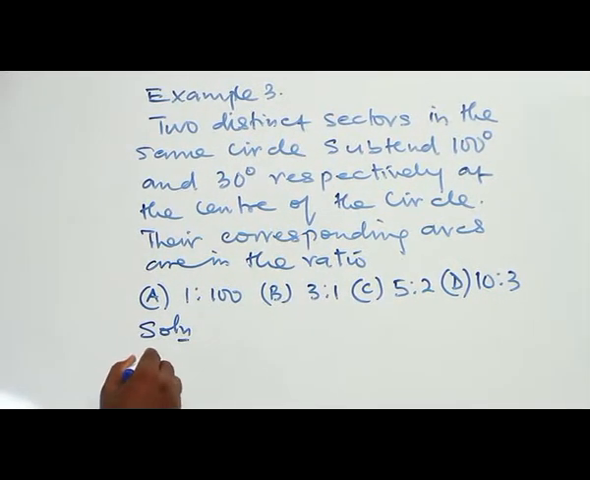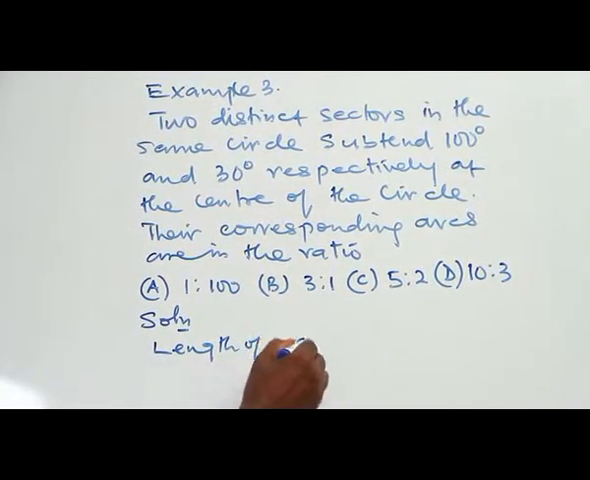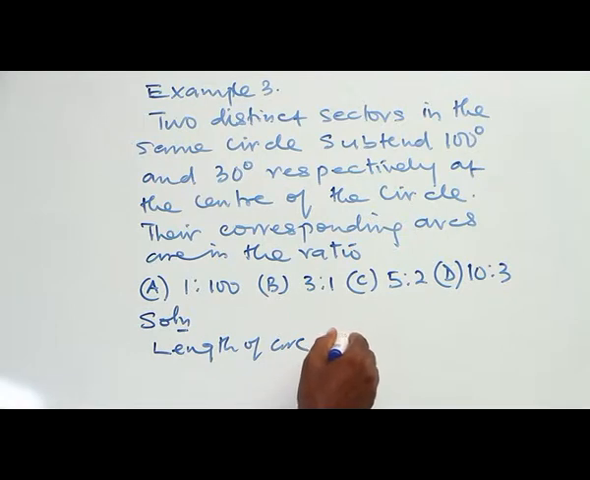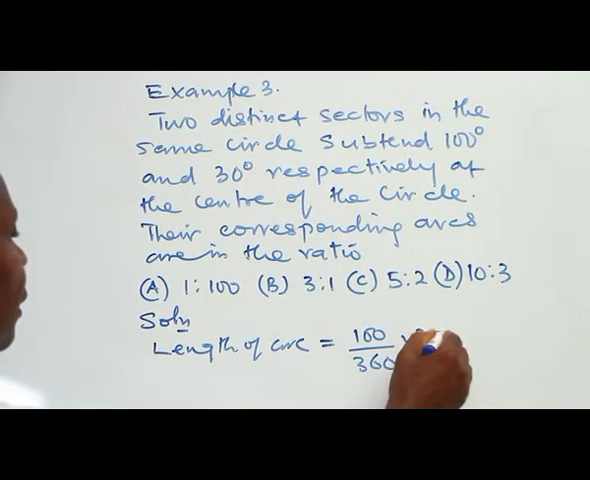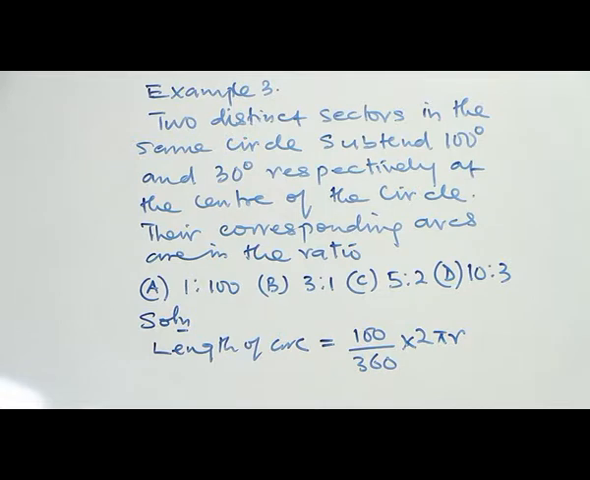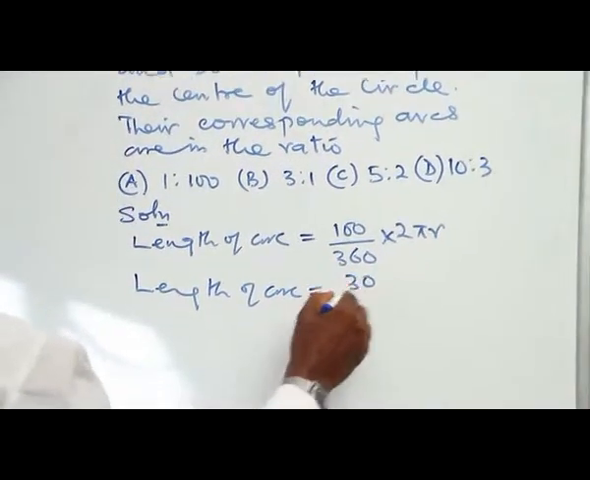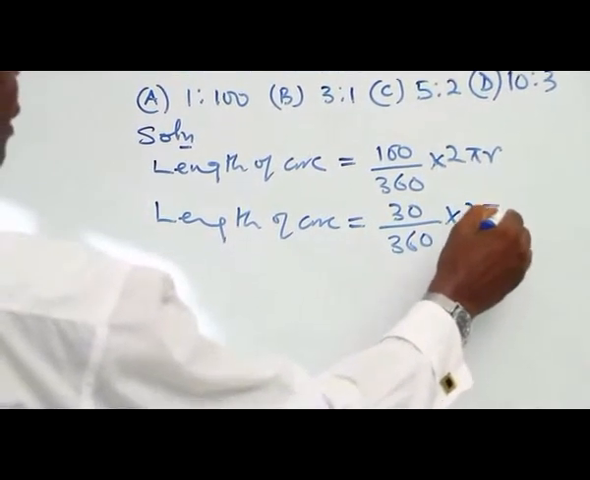So we take the length of arc of the first one, which has 100 degrees at the center. Length of arc will be equal to 100 degrees over 360 times 2πr. Then we take the length of arc of the second one. The length of arc will be equal to 30 degrees over 360 times 2πr.